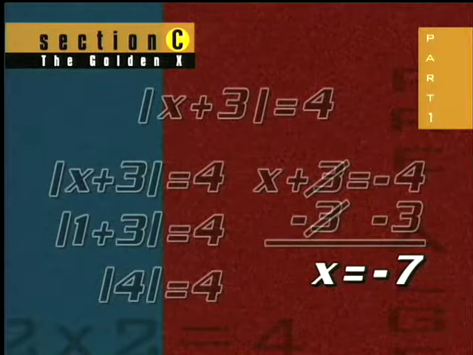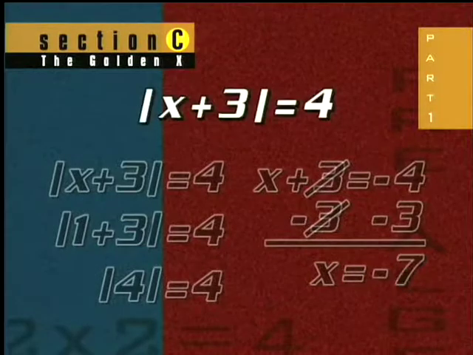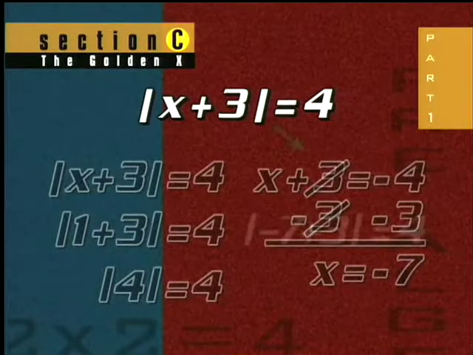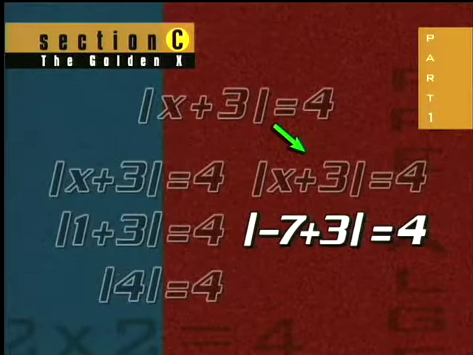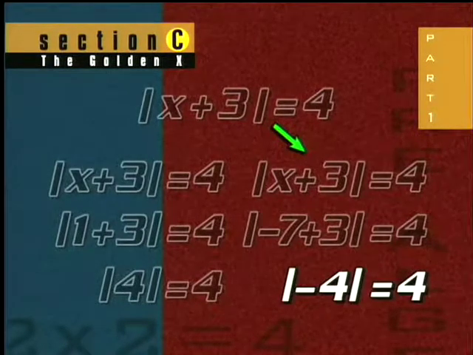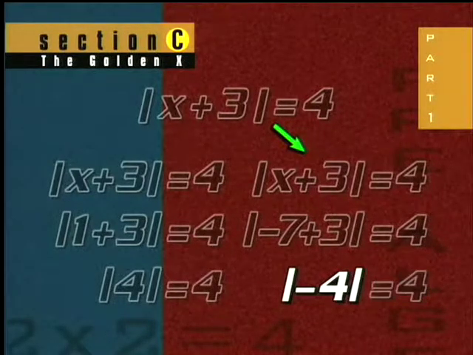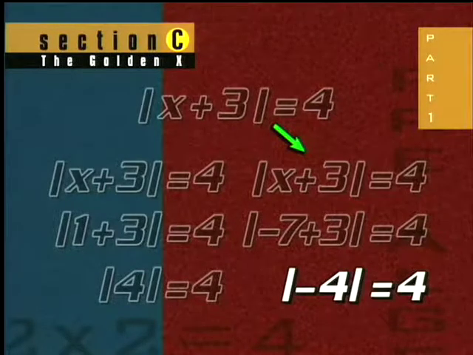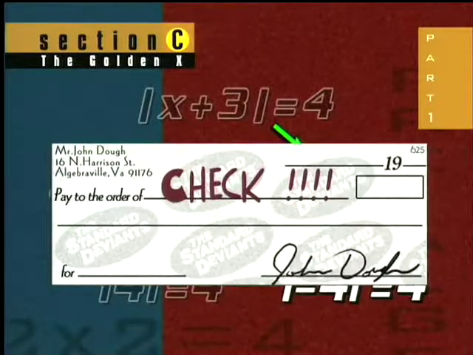We got x equals negative 7, so we substitute negative 7 for x and run it back through our original equation. Now we've got the absolute value of negative 7 plus 3 equals 4. When we do the math, we get the absolute value of negative 4 equals 4. Well, sure as fire breathes heat, the absolute value of negative 4 equals positive 4. So, bingo again, our second check checks. We got both correct solutions.